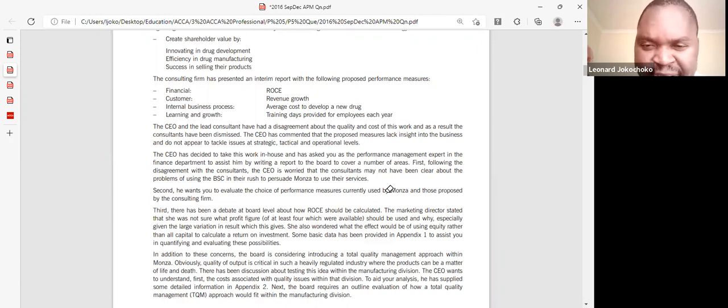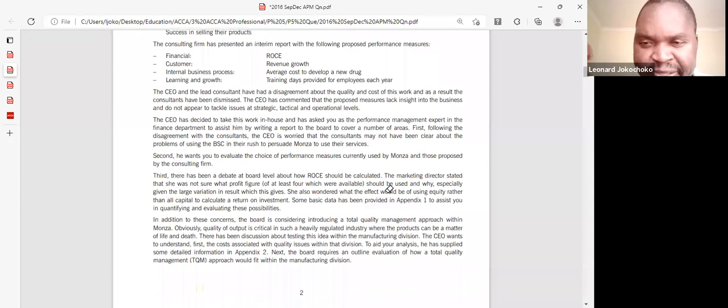The CEO has commented that the proposed measures lack insight into the business and do not appear to tackle issues at strategic, tactical, and operational levels. The CEO decided to take this work in-house and has asked you, as the performance management expert in the finance department, to assist him by writing a report to the board to cover a number of areas. First, following the disagreement with the consultant, the CEO is worried that the consultant may not have been clear about the problems of using the balanced scorecard in their rush to persuade Monza to use their services.